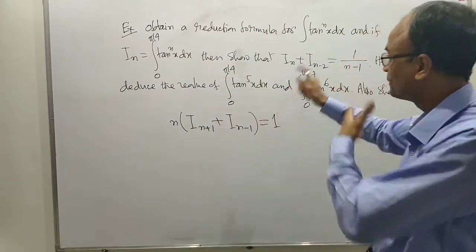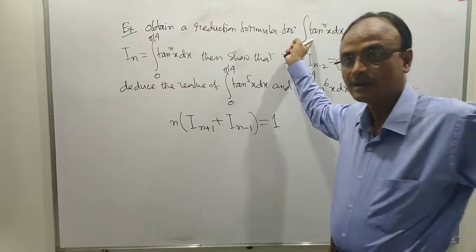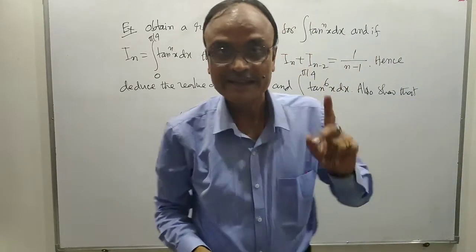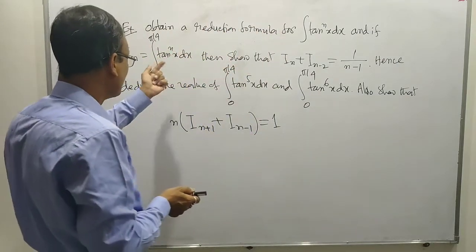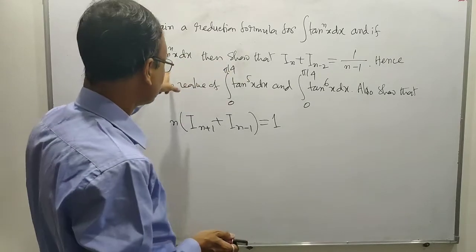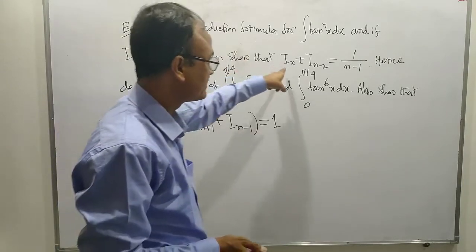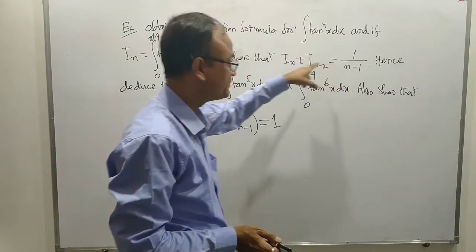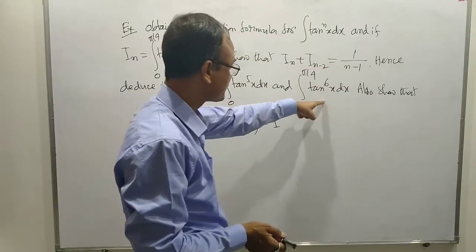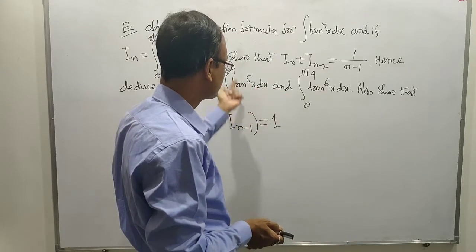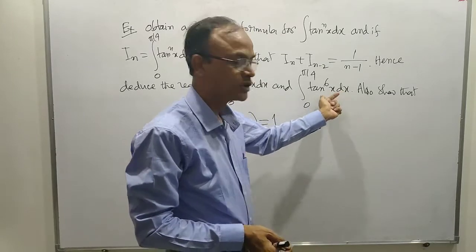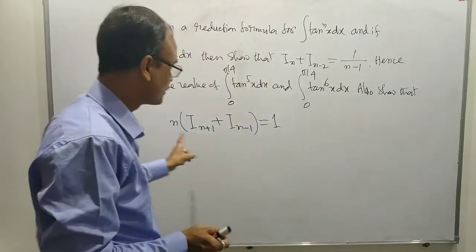The first part is we have to find a reduction formula for integration tan to the power nx dx. Next, if we consider the definite integral from 0 to pi by 4, then we have to show this one. Next, we have to find I5 and I6, that is integration 0 to pi by 4 tan to the power 5x and tan to the power 6x. Also we have to show this.